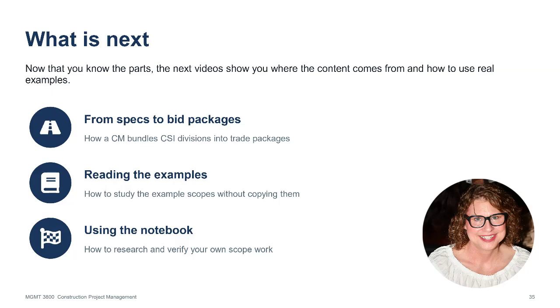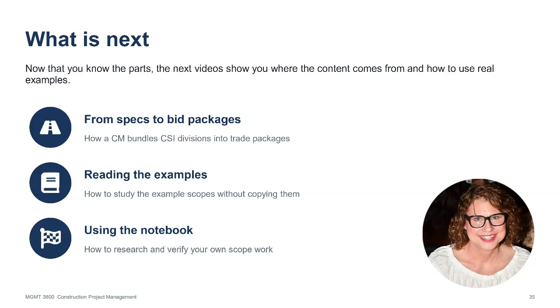Here's what is coming next. In the next video, we are going to look at where the content of a scope comes from. The CM does not write scopes from scratch. They take the architect's specifications and the drawings and reorganize them into trade bid packages. That transformation from CSI specifications to trade scopes is its own skill. After that, we will look at how to read the example scopes I have given you in the notebook. The trick is to study them to learn the patterns, not to copy them. And the last video walks through how to use the research tools you have access to.